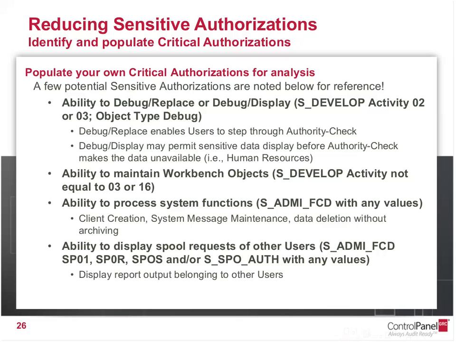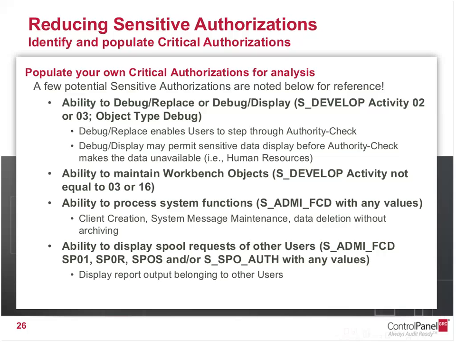You don't want people to have the ability to maintain workbench objects in your production system. So if you find the authorization object S_DEVELOP with an activity that's not equal to 3 or 16, you'd want to ask about that. Ability to process system functions, really the S_ADMI_FCD authorization object with any values. This is things like client creation, system message maintenance, data deletion without archiving, displaying spool lists, which is coming up in the next one here. In general, if you find S_ADMI_FCD in your end user roles, you'd want to be asking why it's there.